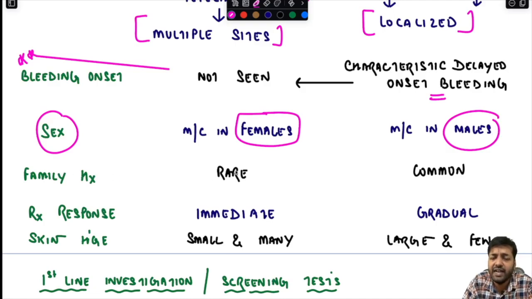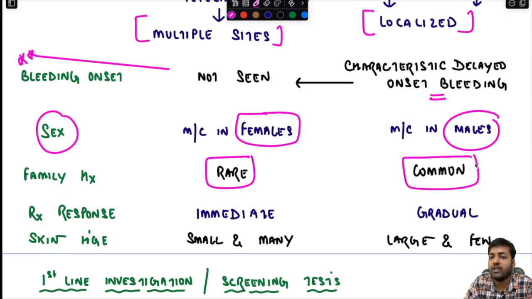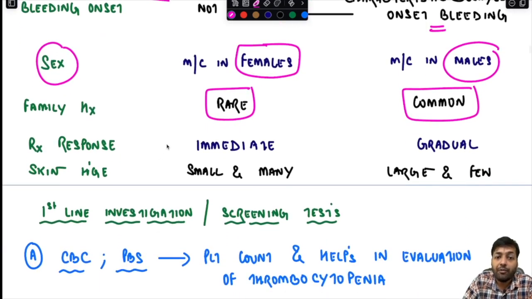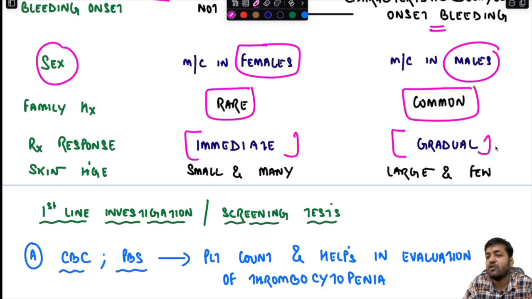A family history of bleeding is rare in bleeding because of platelet or vascular disorder, whereas it is common in bleeding secondary to coagulation disorders. Now, the treatment response in bleeding because of platelet or vascular disorder is immediate, whereas the treatment response is gradual in bleeding secondary to coagulation disorders.